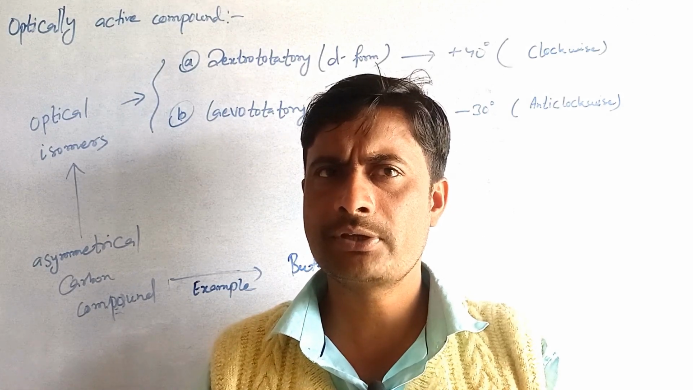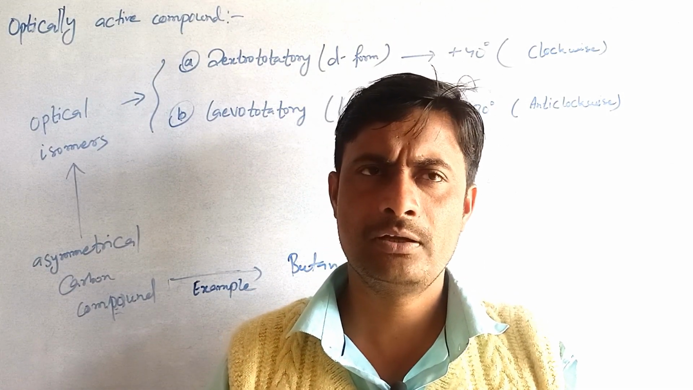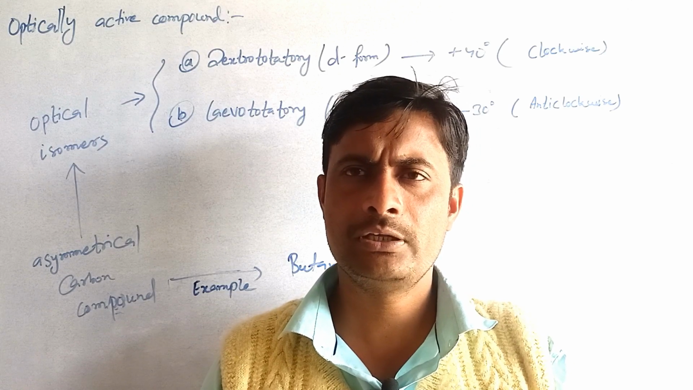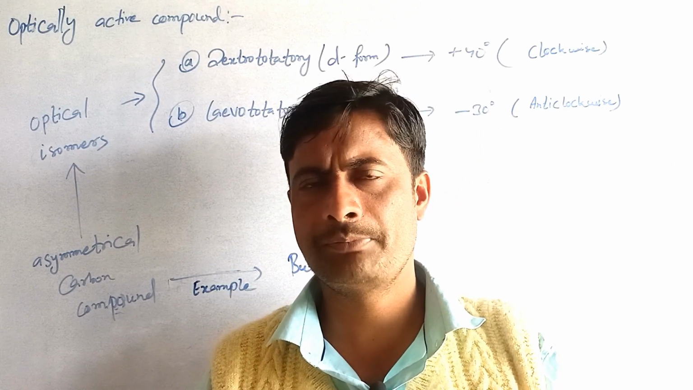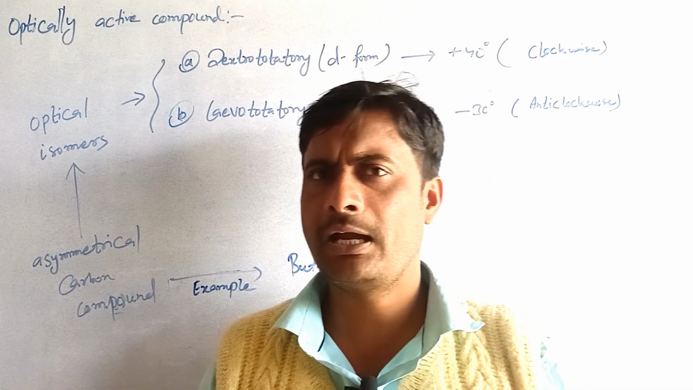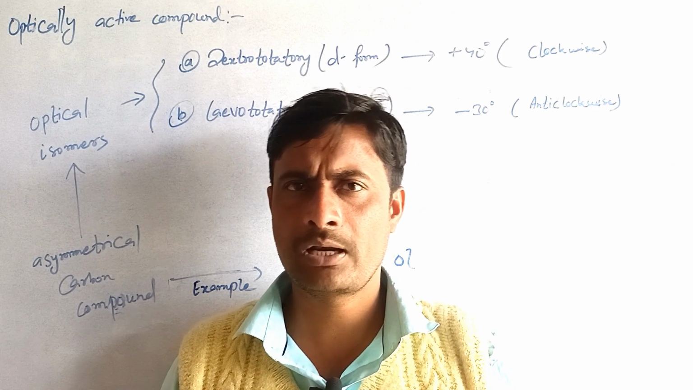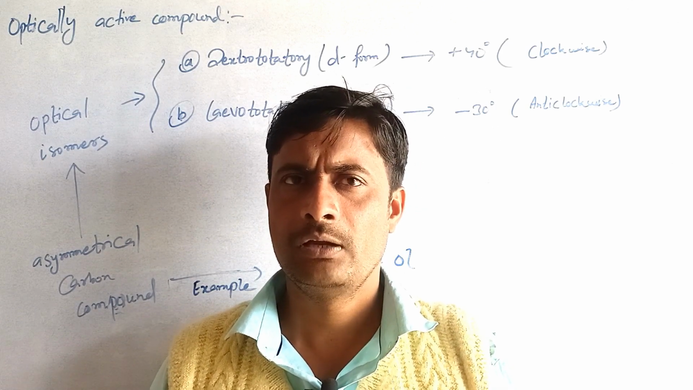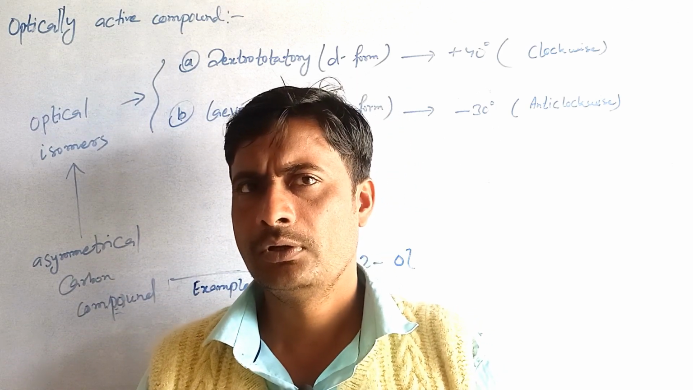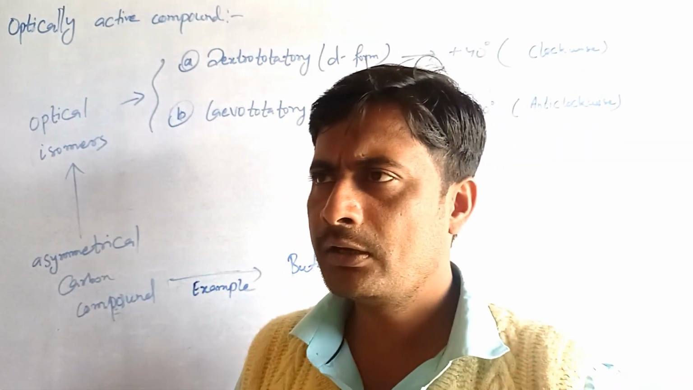Today we are going to discuss different terms related to optically active compounds. First we are going to see the definition of optically active compounds. Optically active compounds are such compounds that rotate the plane polarized light when the light passes through such compounds.